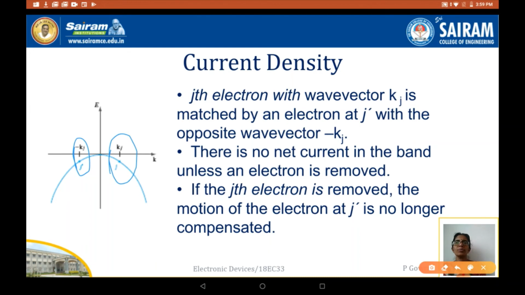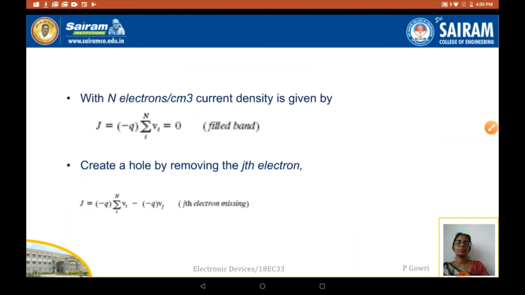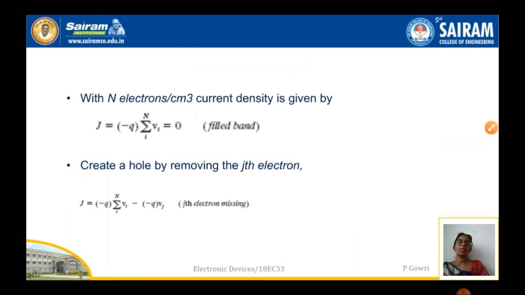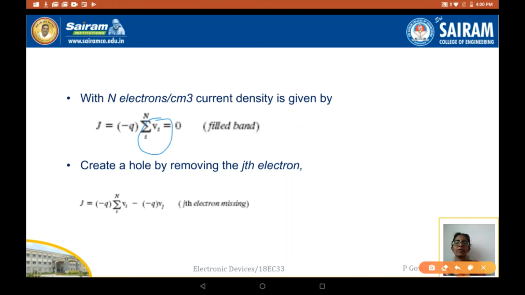Now assume that there are n electrons in the band. We have expressed the current density using the sum over all the electron velocities, including the charge minus q on each electron in a unit volume. In a unit volume, the current density is given by J is equal to minus Q into summation of i equals 1 to n Vi, which is equal to 0. So here for each electron we will be having an opposite, minus Vj, and Q is nothing but the charge of the electron.